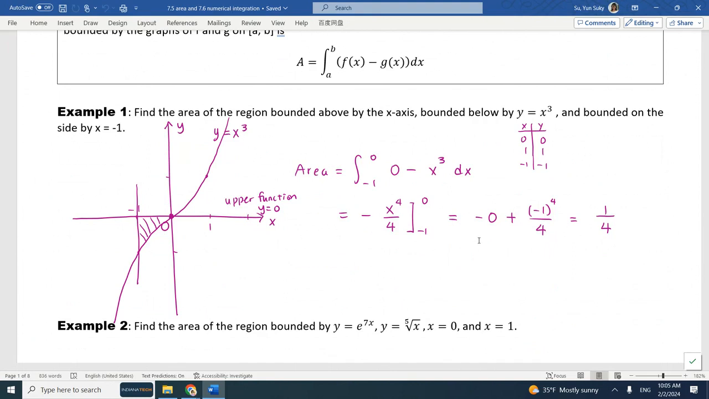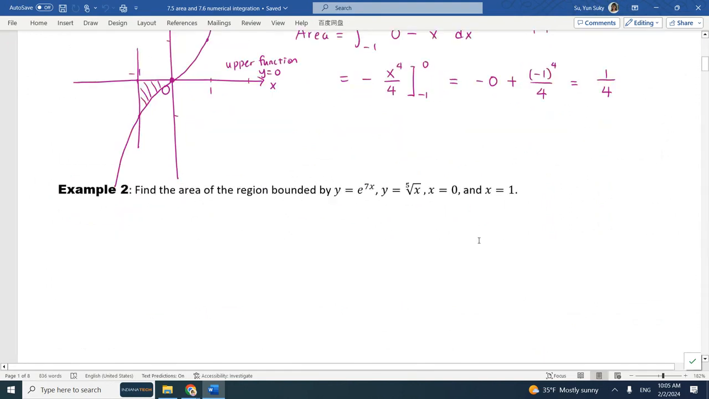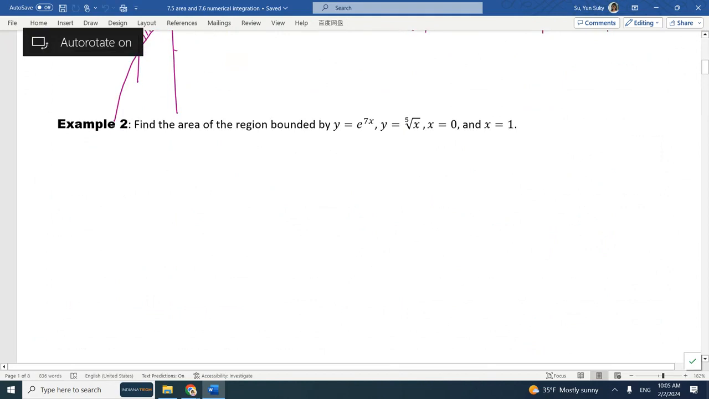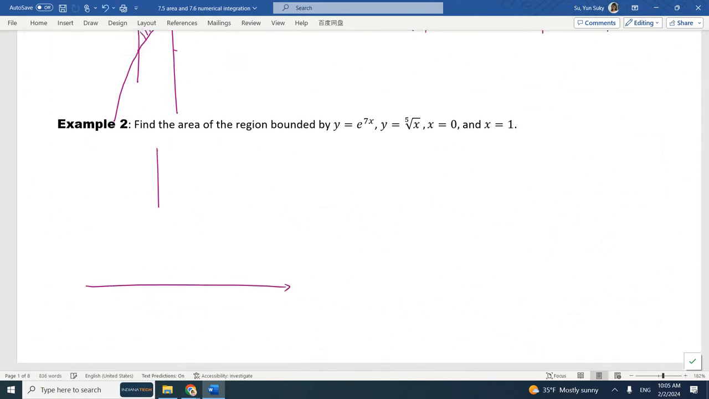Okay. And example 2. Let's continue. Example 2. We draw the picture. Kind of figure out what the graph looks like. So we have two functions, e to the 7x and the fifth root of x. X goes from 0 to 1. Okay, that's x, that's the y.